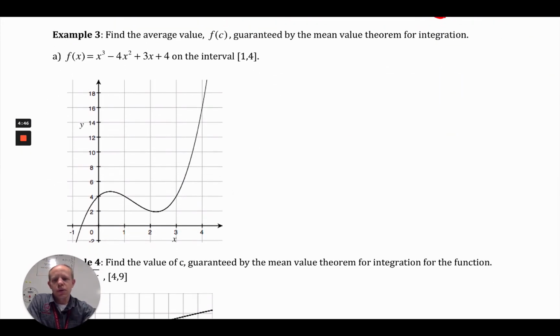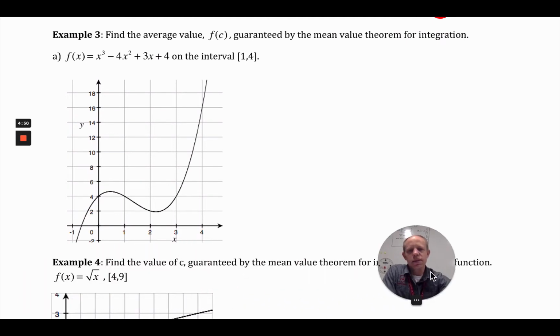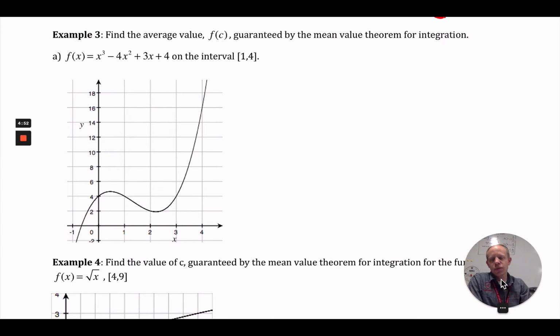So the first thing we want to do here is try an example. And so it says, find the average value f at c guaranteed by the mean value theorem for integration. And so we have f at x is equal to x cubed minus 4x squared plus 3x plus 4 on the interval 1 to 4.